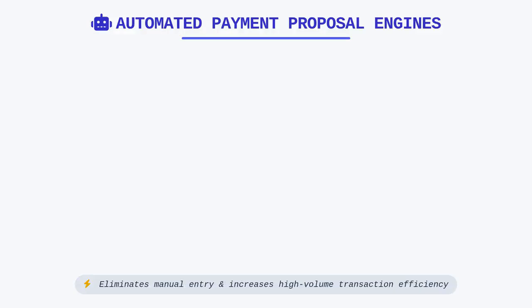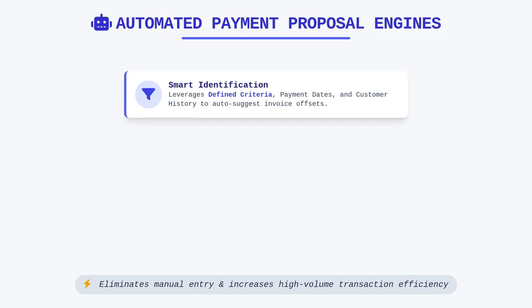Automated customer payment proposal engines offer a more efficient alternative to manual entry by leveraging defined criteria to identify eligible invoices for settlement. This is particularly useful for organizations handling high volumes of transactions, as the system can automatically suggest which invoices to offset based on payment dates and customer history.